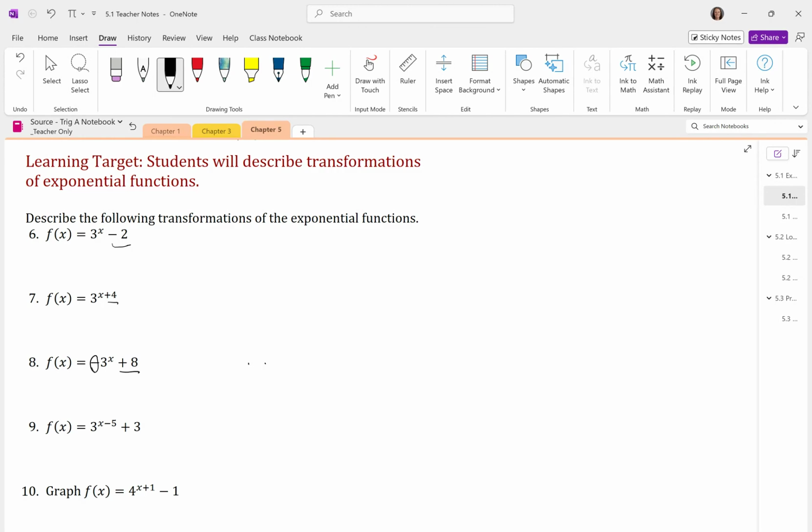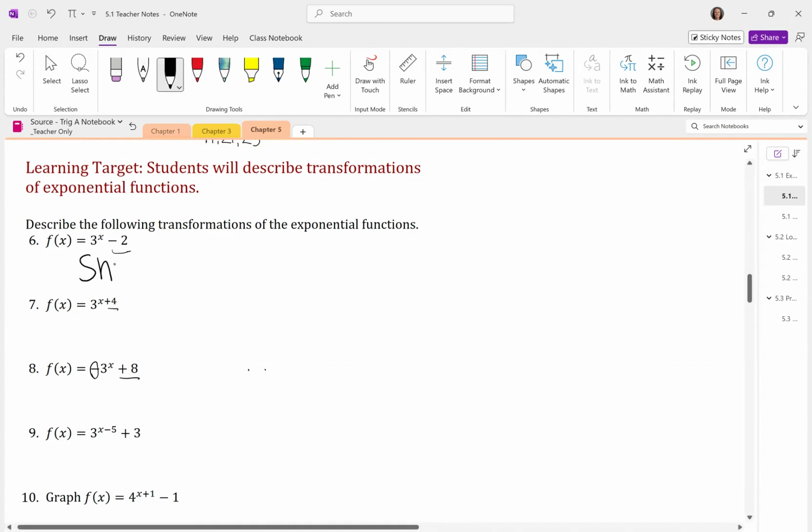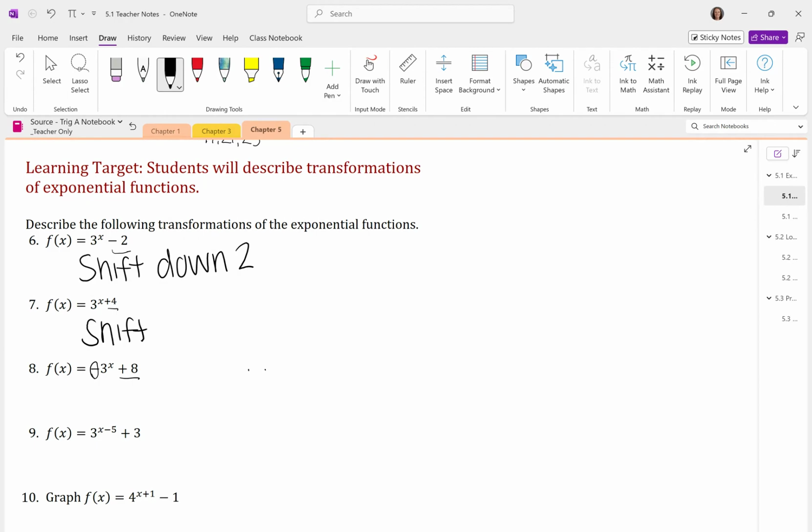Okay, so if you think about the transformation rules, then this -2 is on the outside. It's not in the exponent. So this is just a shift down 2. Number 7 has this +4 in the exponent. So this is where you have to think opposite of what it is. So instead of shifting to the right 4 because you think it's a plus, you are shifting left 4.